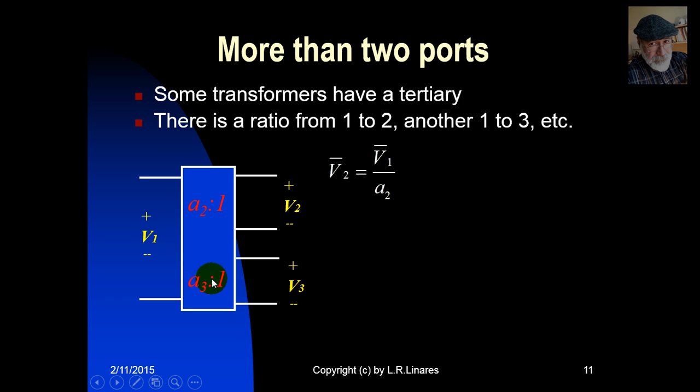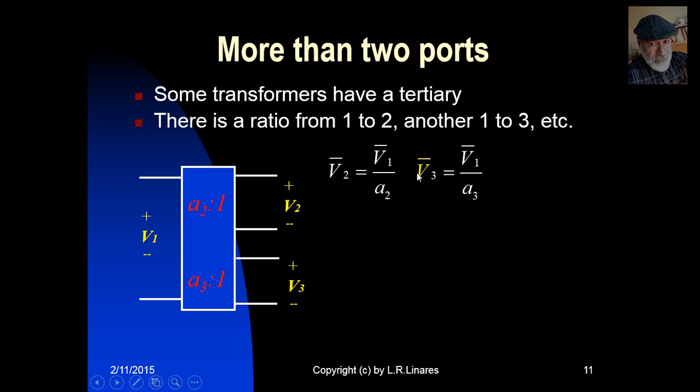V2 is going to be the V1 voltage, the primary voltage, divided by A2. The primary voltage turns out to be the reference for everything. Because A2 is a real number greater than 1, most times, V2 and V1 are in phase. The relationship of V3 and V1 is pretty much the same with A3. V3 is V1 divided by A3. A3 is a real number, so V3 and V1 are in phase. In short, all the voltages of all the windings in a multi-winding single-phase transformer are in phase.